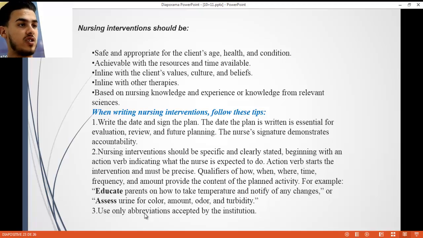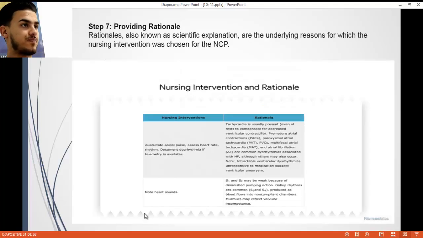When writing nursing interventions, you also have to follow these tips. First, write the date and sign the plan. The date the plan is written is essential for evaluation. Second, nursing interventions should be specific and clearly stated and not too vague. Third, use only abbreviations accepted by the institution, and do not exaggerate by using long sentences or difficult words. Step 7. Providing rationale.